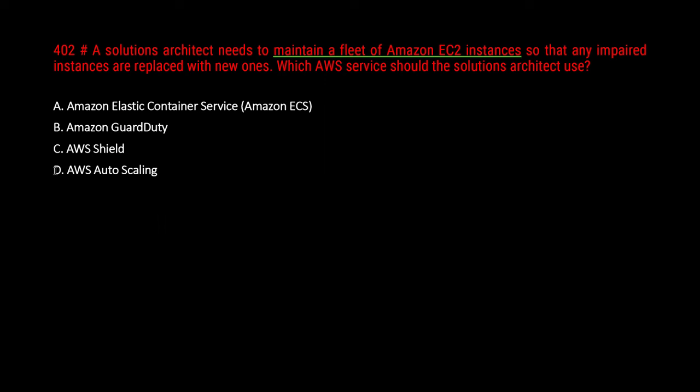We already know that it is AWS Auto Scaling. Auto Scaling means you can scale up, scale down, which means you can add instances or remove instances using Auto Scaling.